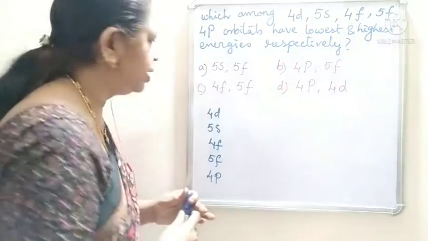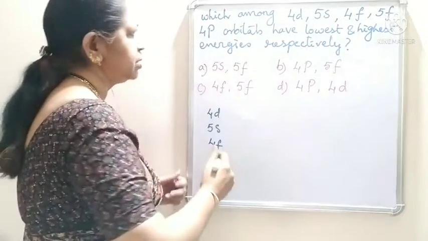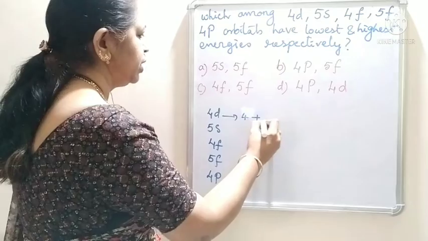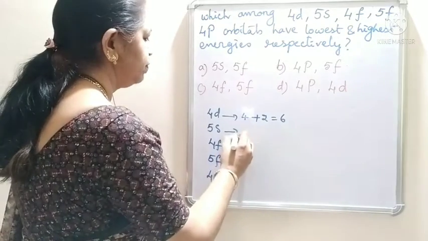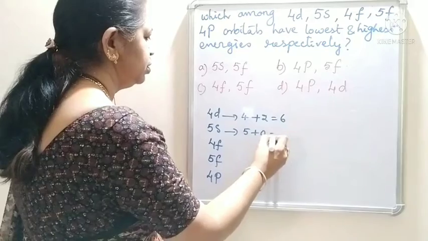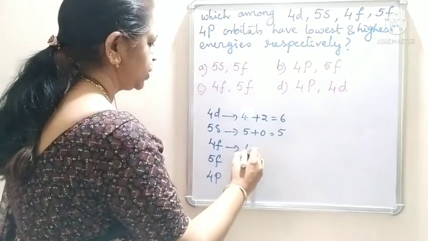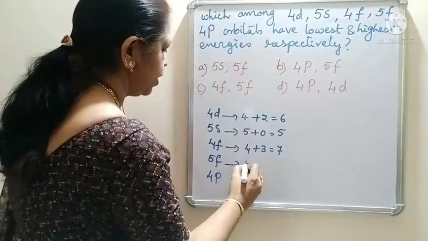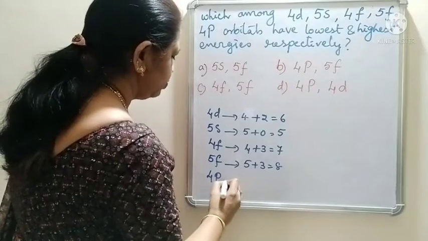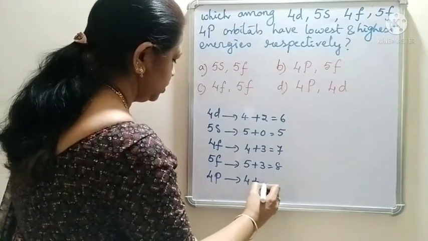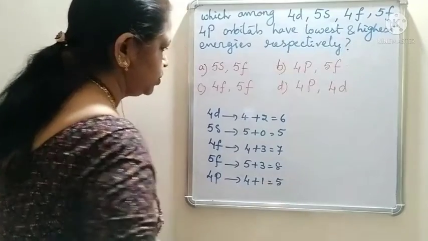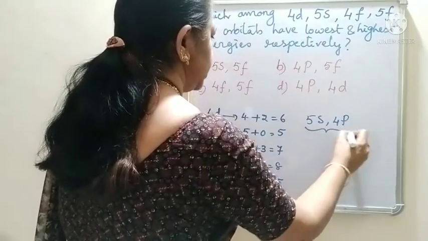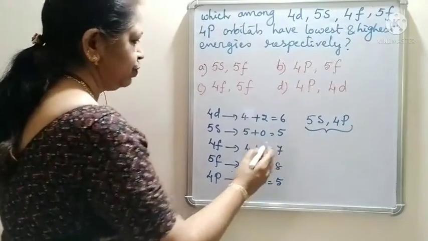So first we have to calculate n plus l values for all these orbitals. For 4d orbital, n value is 4 and l value is 2, so it is 6. For 5s orbital, 5 plus 0 which is equal to 5. For 4f it is 4 plus 3 which is 7. For 5f, 5 plus 3 which is 8. For 4p orbital, 4 plus 1 which is equal to 5. So the 5s and 4p orbitals have the same n plus l value of 5.